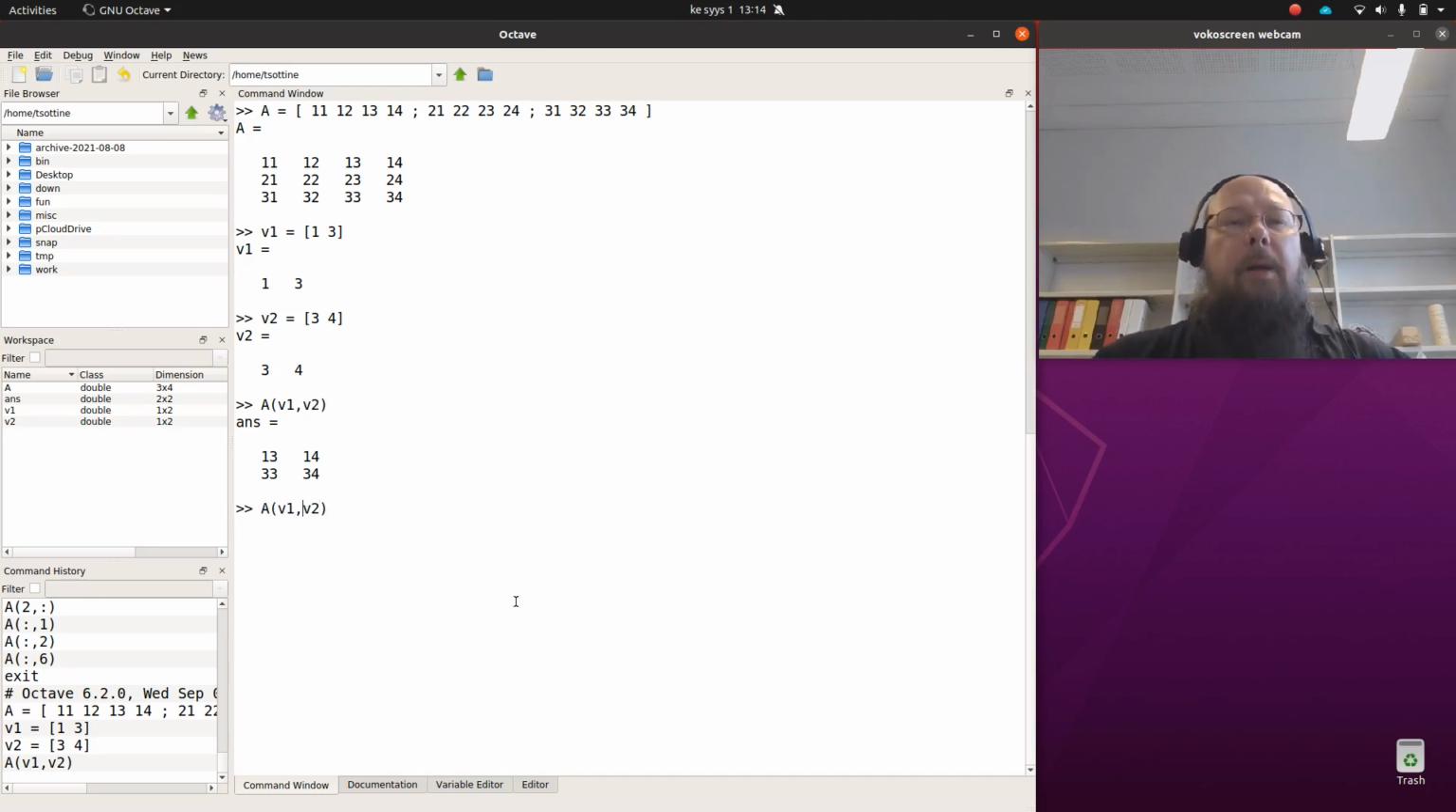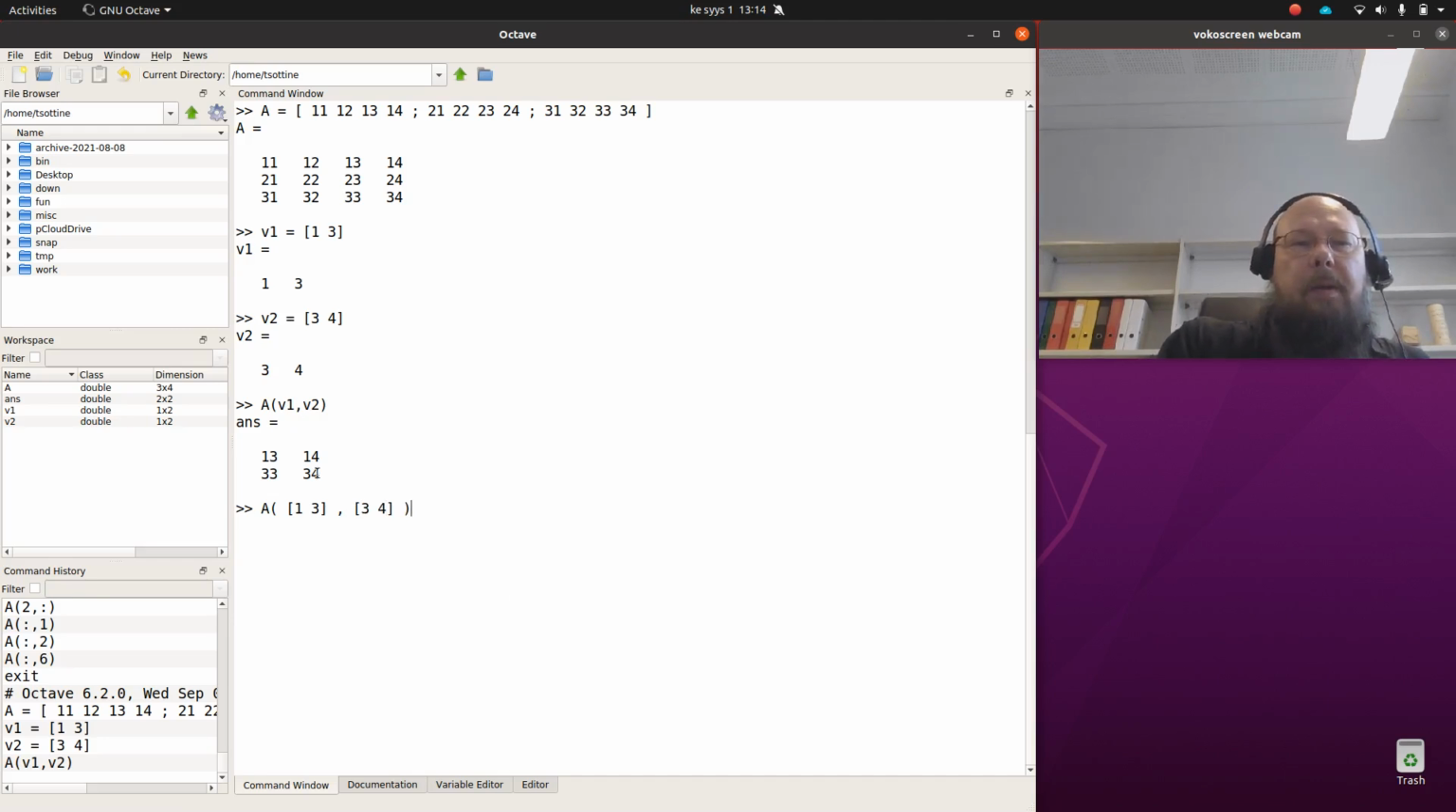I actually didn't have to introduce the vectors. I could put the vectors here also. Let me put them here and a little bit of spaces so you can see what happens. So what was the V1? It was 1 and 3, and what was the V2? It was 3 and 4. So what's the idea here? So this would of course give the same as here, and indeed it does.